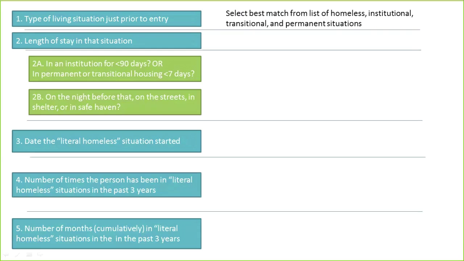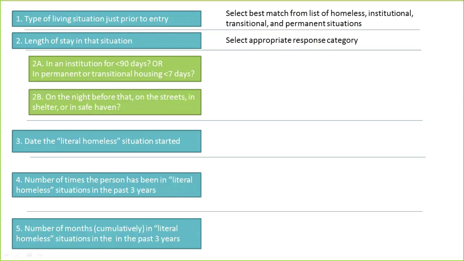Here, you want to talk to the client about the type of place the client was staying just before they came to your project. Select the best match from a list of the homeless, institutional, permanent, and other types of situations that are available to you. Second, you want to find out how long the client was staying in that situation. So if the client was in shelter for the last 2 weeks, you select 1 week or more, but less than 1 month from the options that are provided to you in the HMIS.